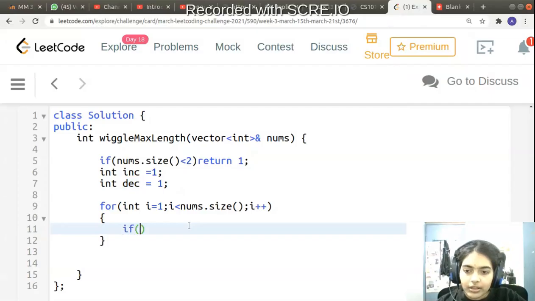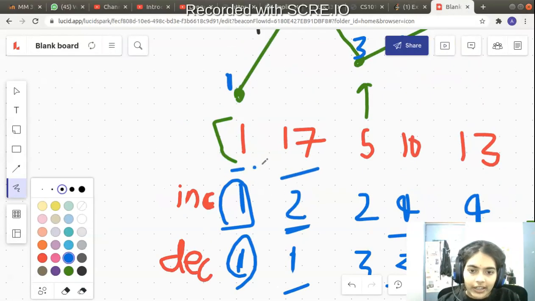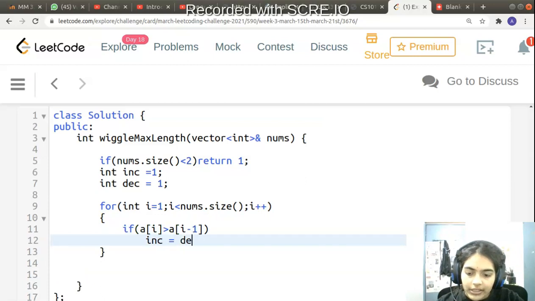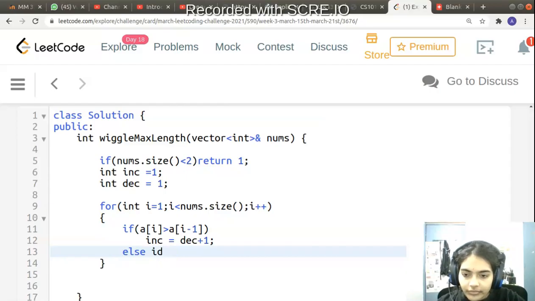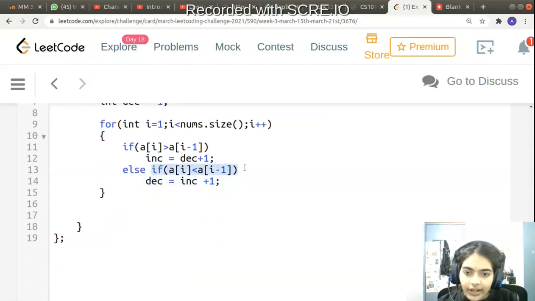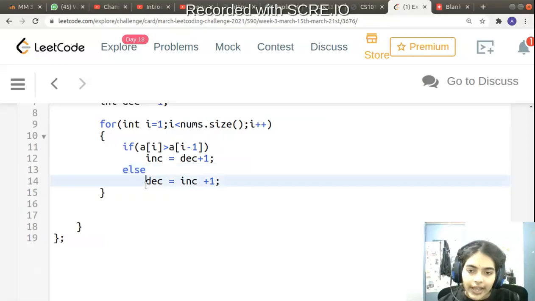Now, in this particular example you had 17 greater than 1. That means your increasing variable had been added on. So if a of i is greater than a of i minus 1, then the increasing variable is decreasing plus 1. Else if a of i is less than a of i minus 1, then your decreasing variable is increasing plus 1. Now why did I not just give else here? Some of you may think this condition is not needed at all, so why don't we just give else?